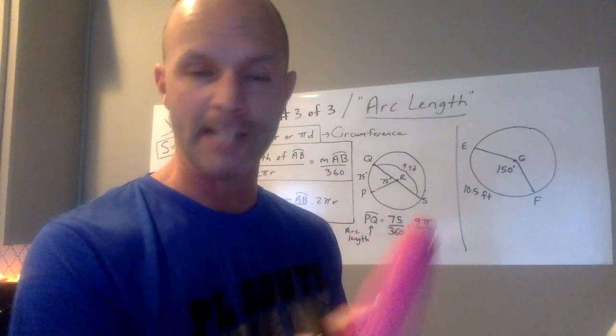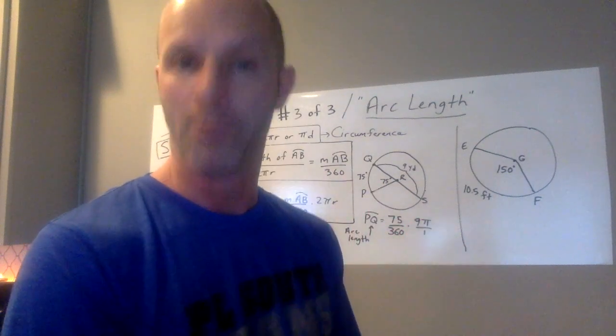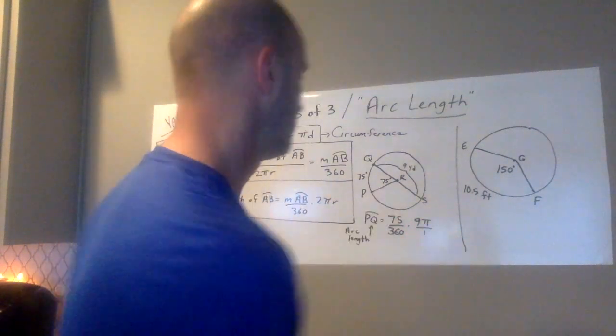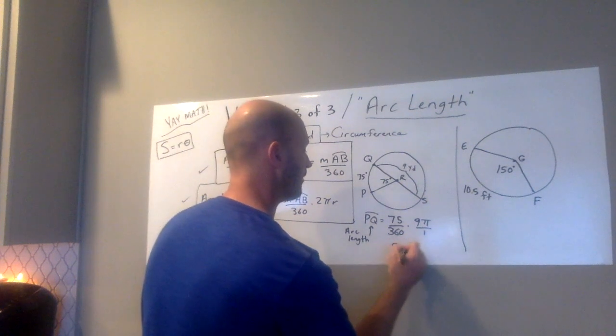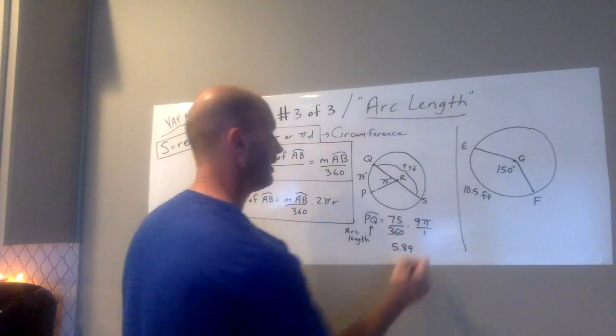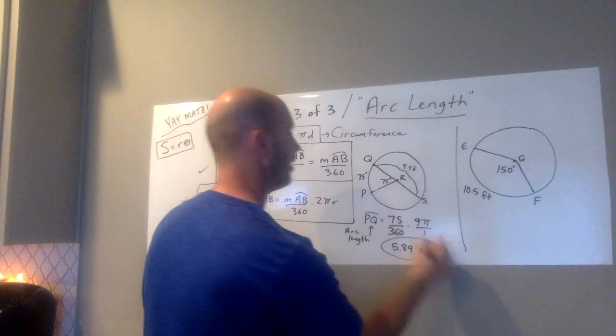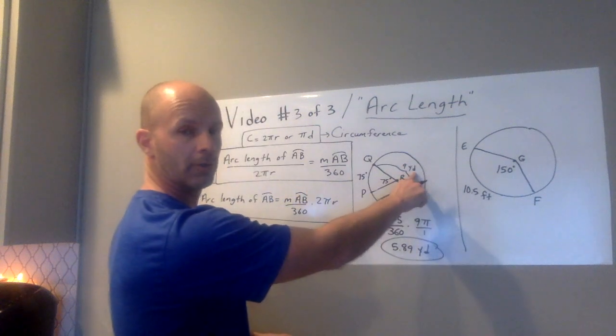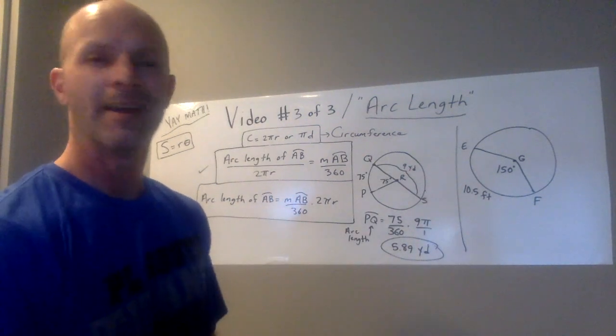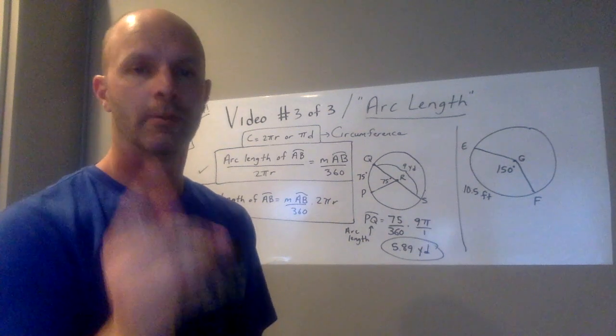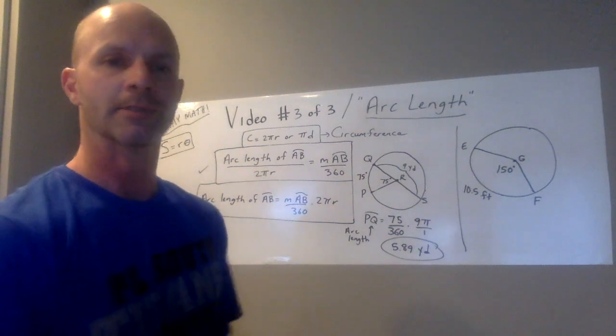Let's round it to 2 decimal places. We're going to say 5.89. So the answer is 5.89 yards. Always look for a label. Look for a label. We've got yards. If they don't have a label, we put units, but look for labels. Okay.